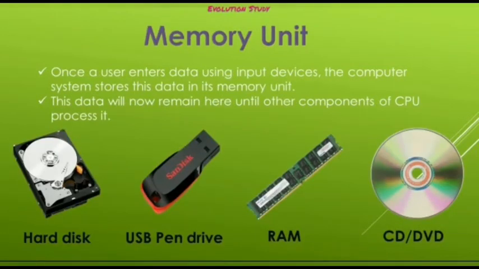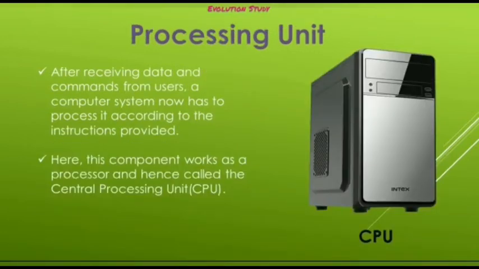Now what is memory unit? Once a user enters the data using the input devices, the computer system stores this data in its memory unit. This data will now remain here until the other components of CPU process it. For example, hard disk, USB pen drive, RAM, CD or DVD. Now what is processing unit? After receiving the data and the commands from the users, a computer system now has to process it according to the instructions provided. Here this component works as a processor and hence called the central processing unit, CPU. As you can see, a picture of CPU is given here in the right hand side of your PPT.